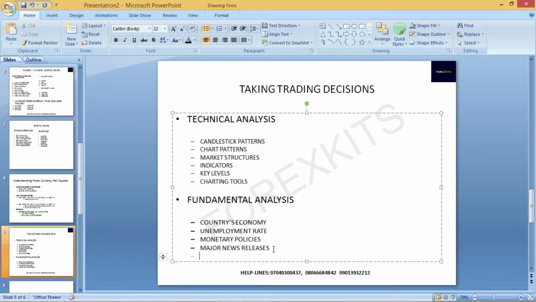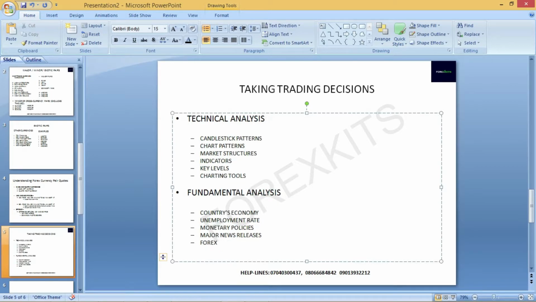And then some of those platforms are ForexFactory.com, ForexLive.com, FX Street, Investing.com, Reuters, and BBC. We have a whole lot of websites that give us this information. But if you're looking for news releases and economic calendars, Forex Factory, Forex Live, and FX Street are the best for you.